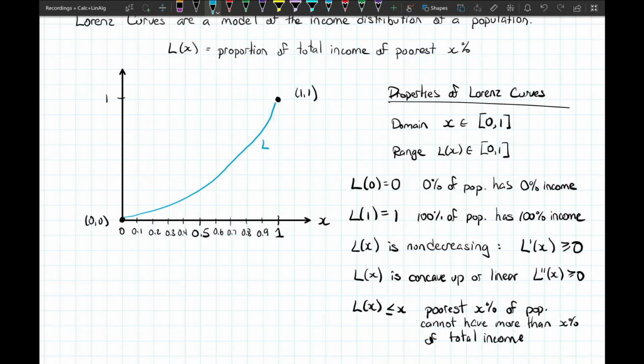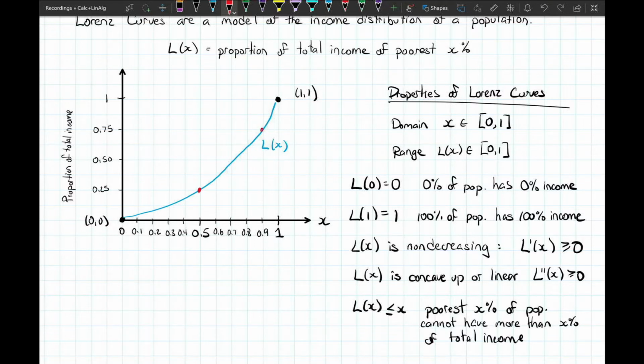Here's a good example of a Lorenz curve. By putting some scales on the left-hand side, this vertical axis is the proportion of total income. And so now you can maybe see that the poorest 50% of the population, maybe they're only getting 25% of the total income. Now take a look at the 9th decile, that's the 90th percentile.